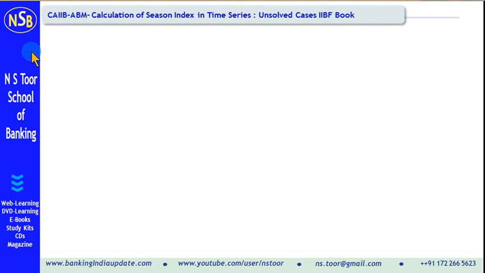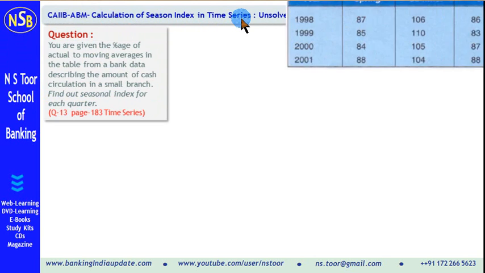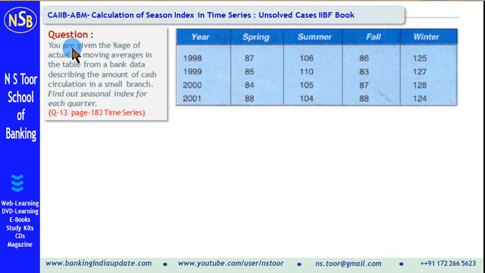Hello friends, in this session we are going to learn calculation of seasonal index in time series, and this we are going to do with the help of a case study. This is the information provided to us. You are given the percentage of actual to moving averages in the table from a bank data describing the amount of cash circulation in a small branch.